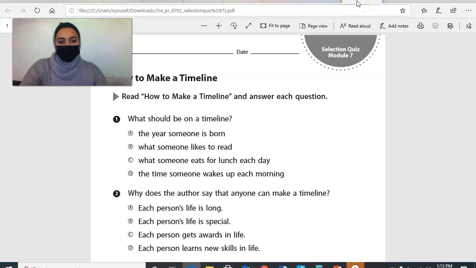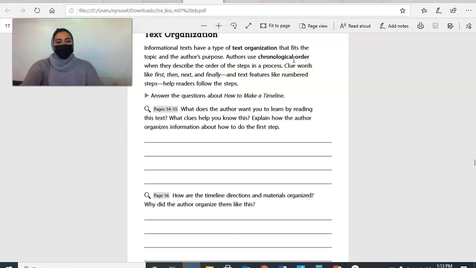Let's do this worksheet together. I know we've already done it together, some people, and some people have not. So we're just going to do it now. It says, what does the author want you to learn by reading this text? What clues help you know this? Explain how the author organizes information about how to do the first step. So there's many questions here. Let's answer the first one first.